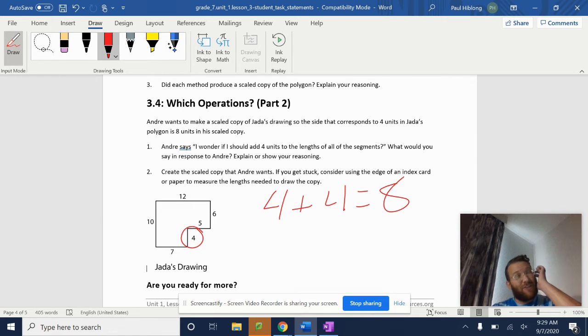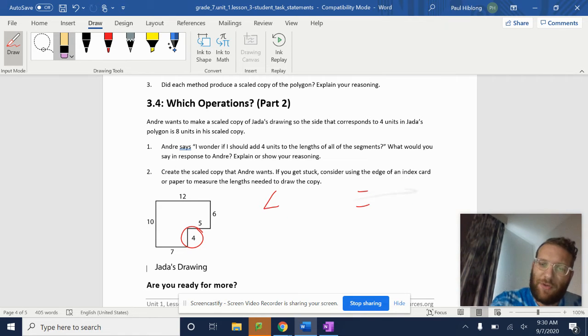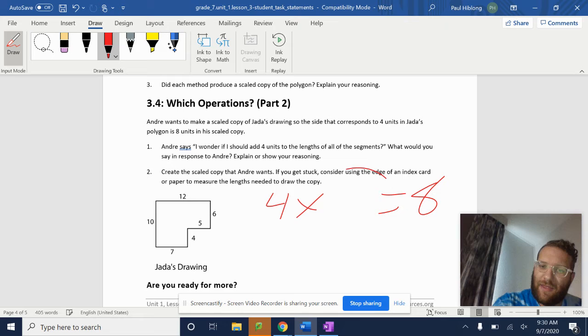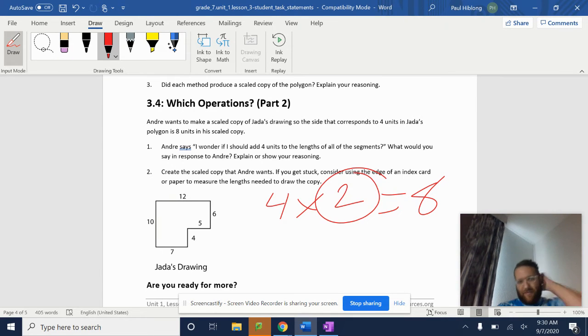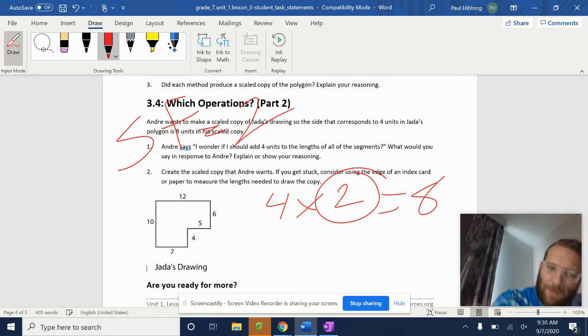I saw on some of your quizzes that you actually did add instead of multiply. We've got to be very, very careful. We only multiply. It's very important. So if we multiply, we can look at this and say, well, 4 times what equals 8? And this is going to be our scale factor. So that's going to be a 2. 4 times 2 is 8. So our scale factor equals 2.